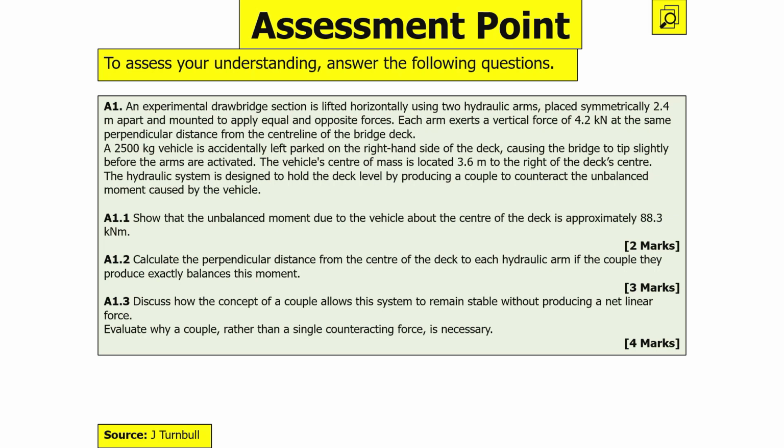Each arm exerts a vertical force of 4.2 kilonewtons at the same perpendicular distance from the center line of the bridge deck. A 2,500 kilogram vehicle is accidentally left parked on the right hand side of the deck, causing the bridge to tip slightly before the arms are activated. The vehicle's center of mass is located 3.6 meters to the right of the deck's center.